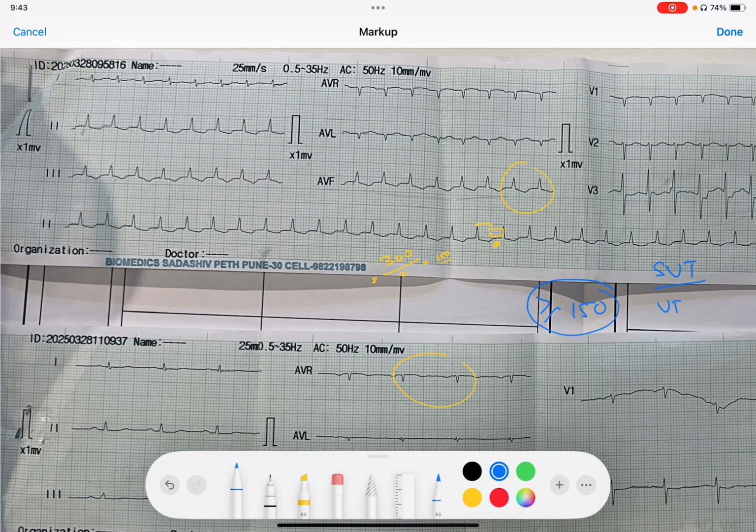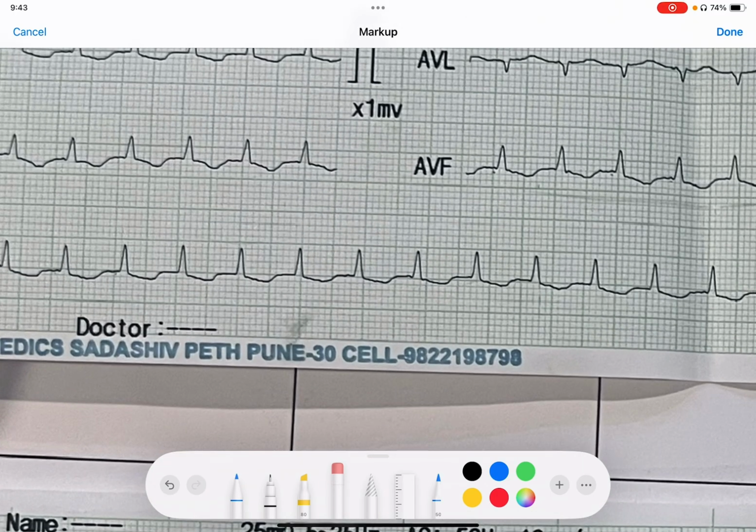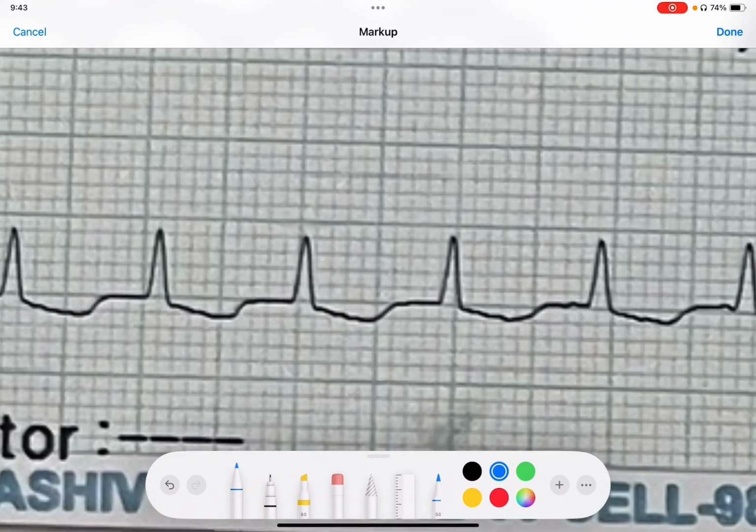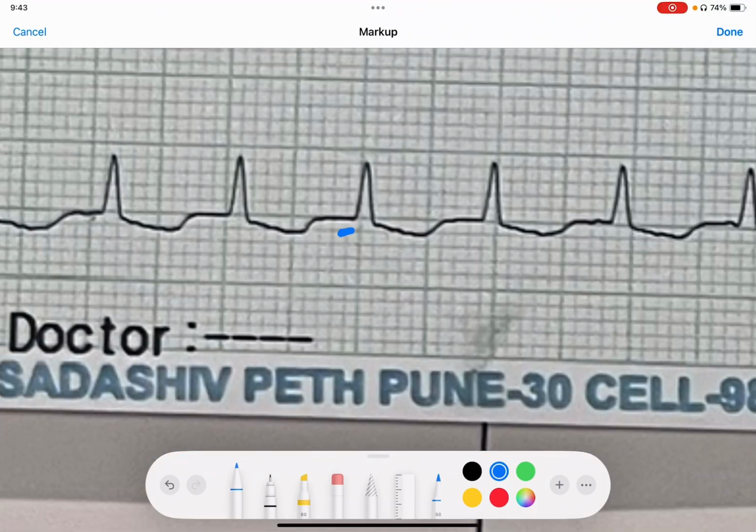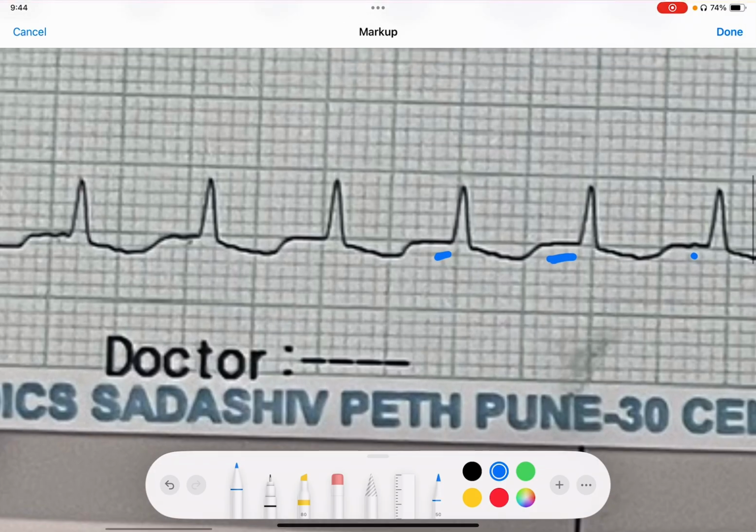It can also be sinus tachycardia, where the P wave has to be very, very clear. To call it sinus tachycardia, we must see P waves before each and every QRS. So we zoom in and we see that this is the R wave, this is the S wave, and this is the T wave, which is inverted. But here we are not able to see any P wave. P wave is not there. Here also P wave is not there. Here maybe a P wave is there, but it is not well seen.